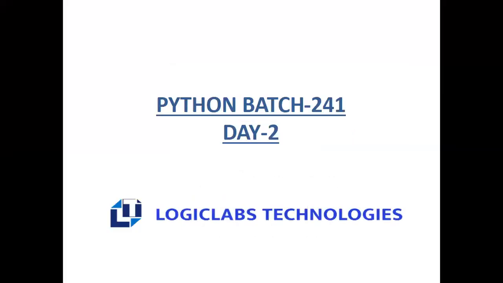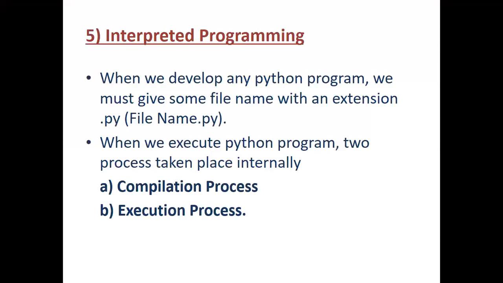Okay. Now this is day 2. Features of Python continued. Now, the fifth feature is that it is an interpreted programming language. Interpreted programming language means whenever we develop any Python program, we must give some file name with an extension .py. So whatever file we save, we need to save with the extension .py. File name .py. Let me show you with an example.